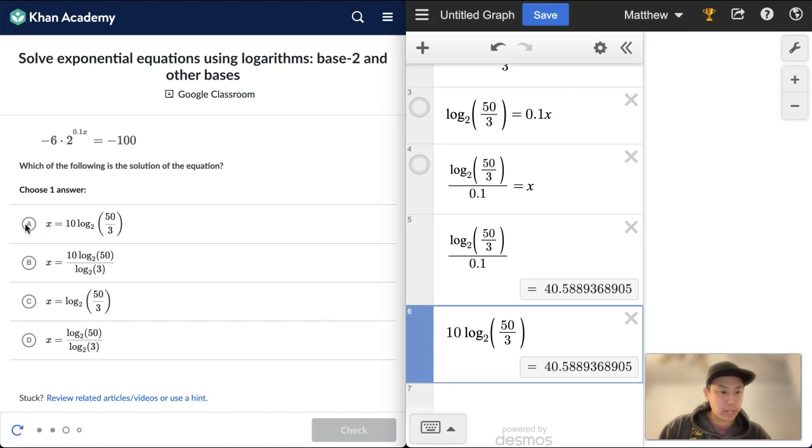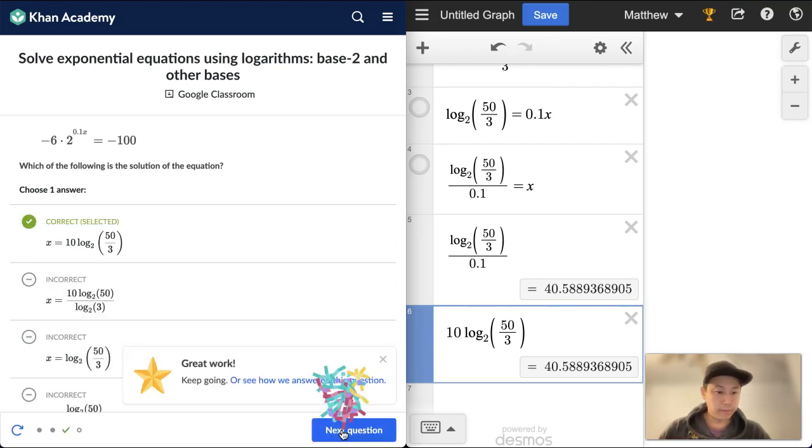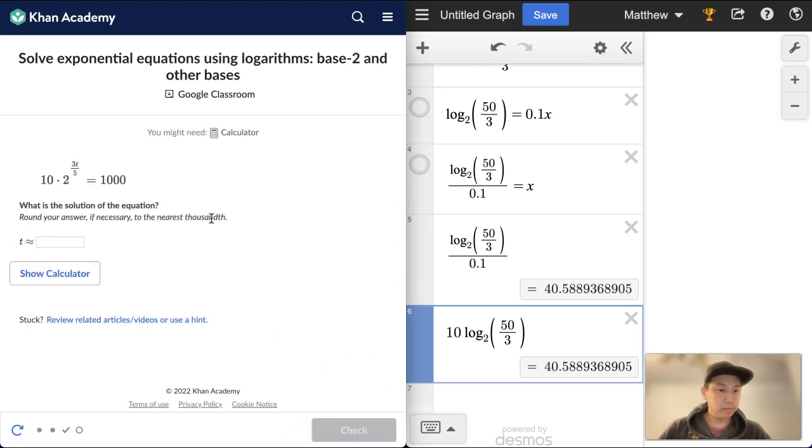So that means option A is our answer. We found it: 10 log base 2 of 50 over 3, right? If they wanted us to get the calculated decimal version, we would just round it a bit, but we proved that they're the same thing. Dividing by 0.1 is the same thing as multiplying by 10. Okay. Man, we started off with the tricky one already. Let's go to the next one.